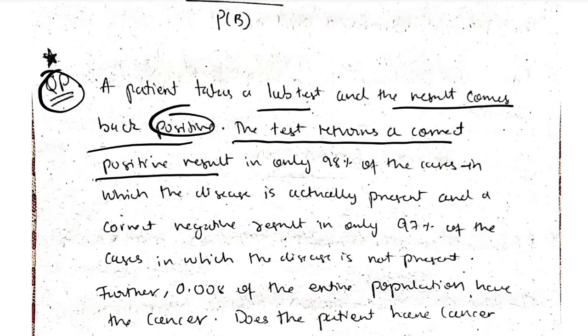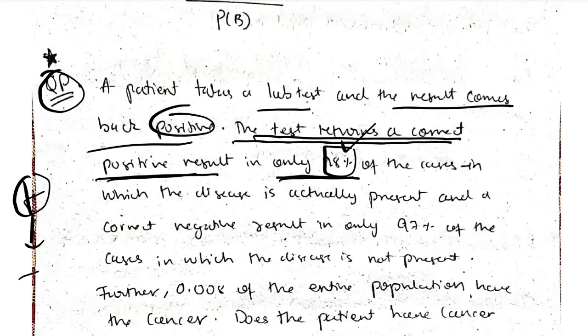So the test returns a correct positive result only in 98% of the cases. Only in 98% will it return the correct one. If it tells positive, actually the patient has cancer only in 98% of the cases. In the remaining 2% of the cases, it will tell that the patient has cancer, like a positive report, but actually the patient does not have cancer. That is the probability given here.